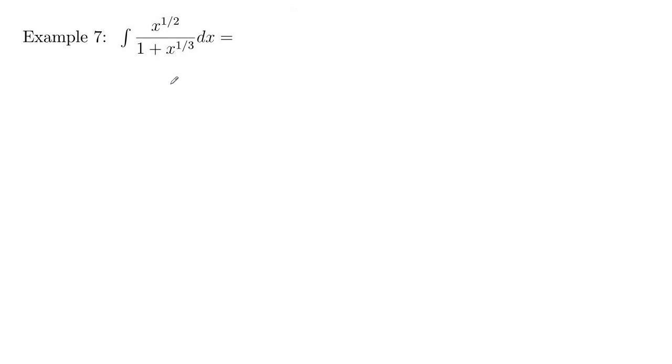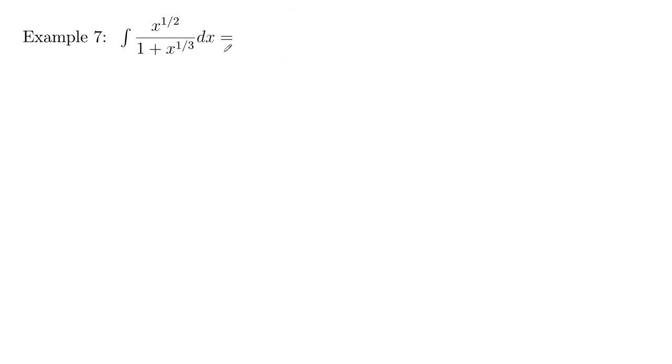Let's look at one more example of a rationalizing substitution. Here we want to integrate x to the 1/2 over 1 plus x to the 1/3. So remember, 1/2 is a square root and this 1/3 is a cube root. So we've actually got multiple roots in there.